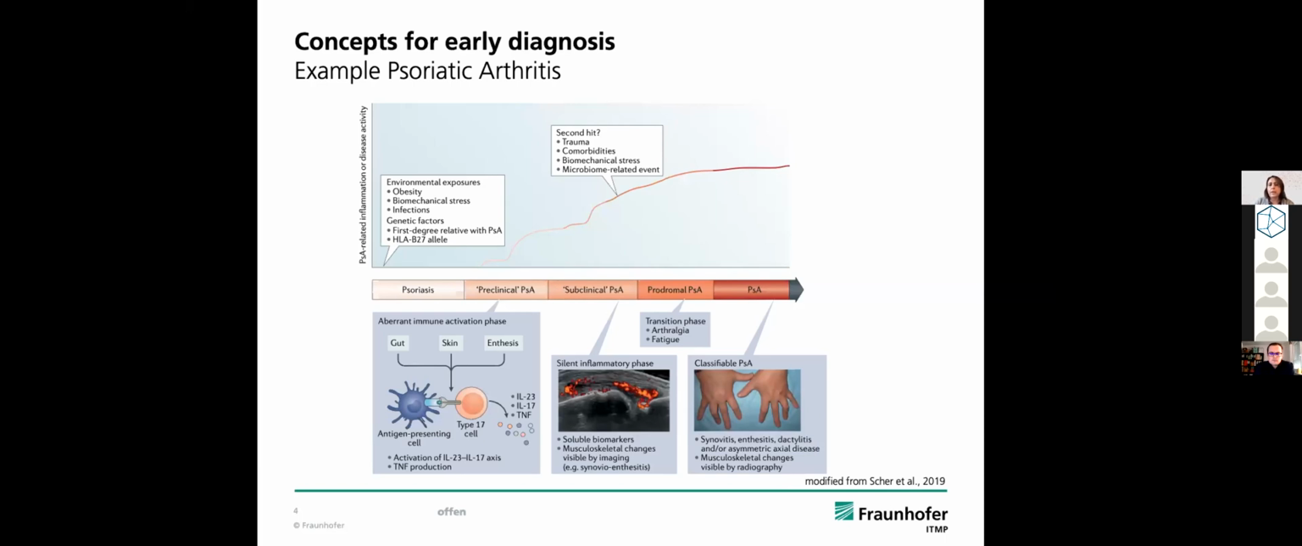And here is the hypothesis of this transition from psoriasis to psoriatic arthritis, with different hits that must happen to develop PsA. But of course, we see patients in a late status of PsA with already clinical phenotypes, but it would be best to see them in a much earlier state of the disease, somehow here in the subclinical PsA group or in the preclinical PsA, or at best, just treat the patients that are at risk. So to identify these 30% of the patients.